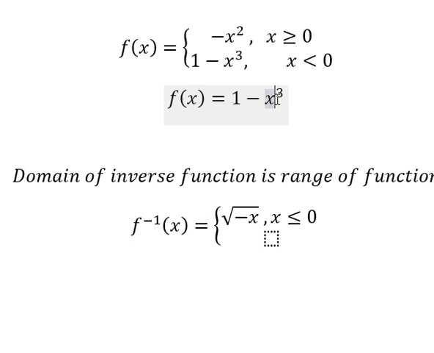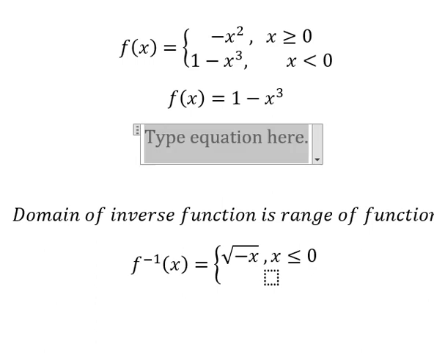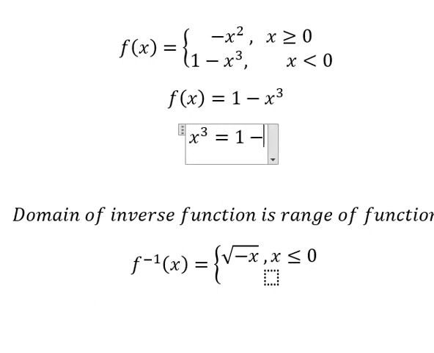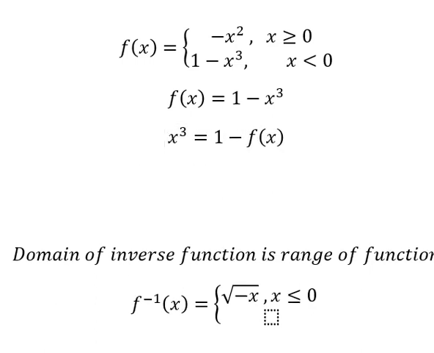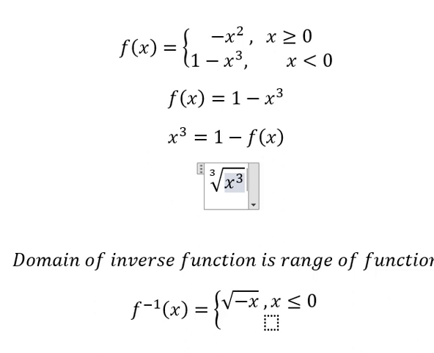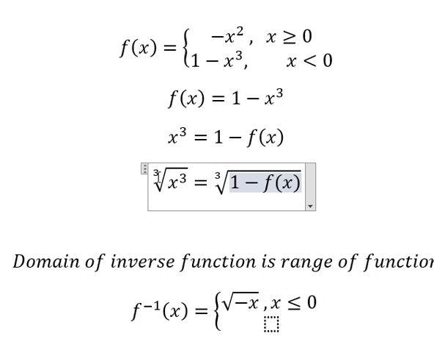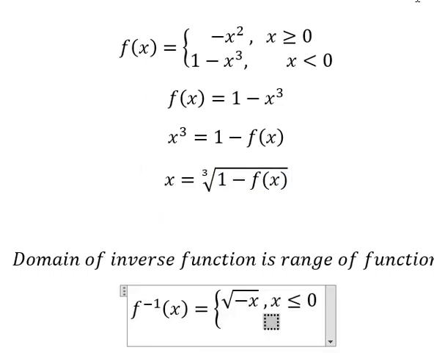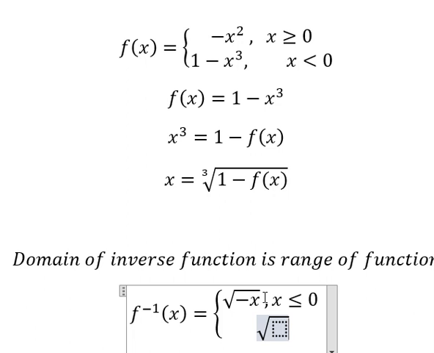So I will put this one to the left, f of s to the right. Next, we put the cube root for both sides. And this one you get s. So the second one should be like this.